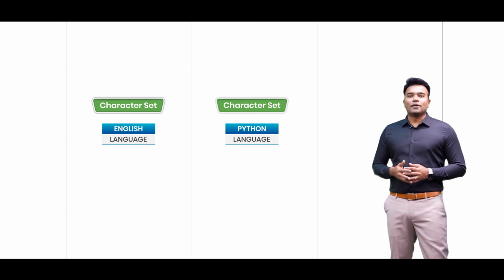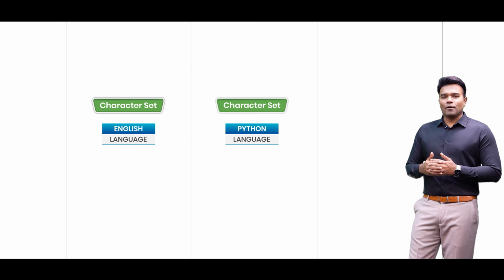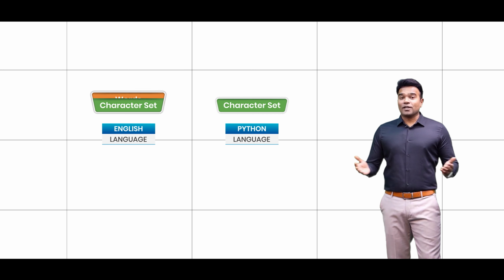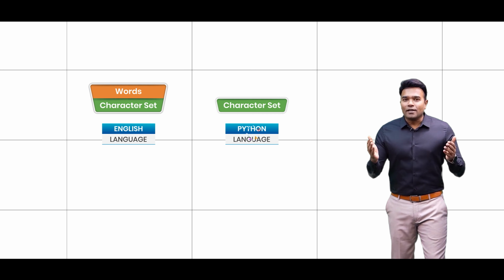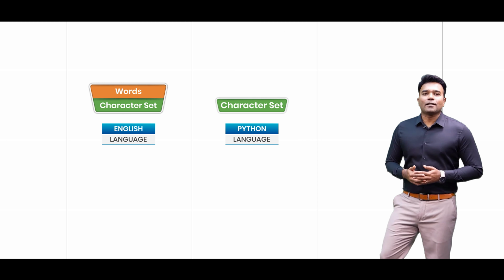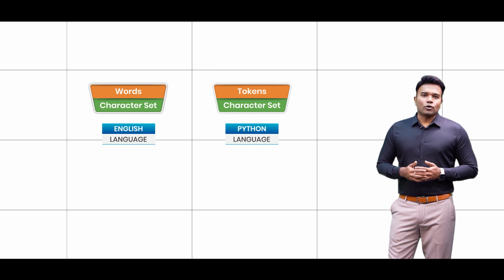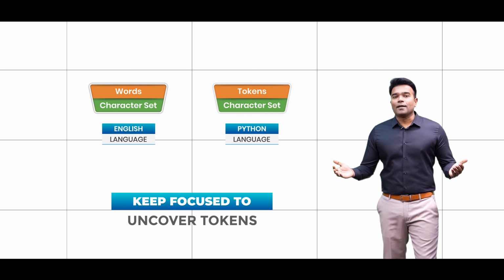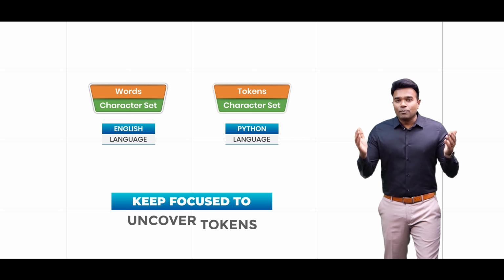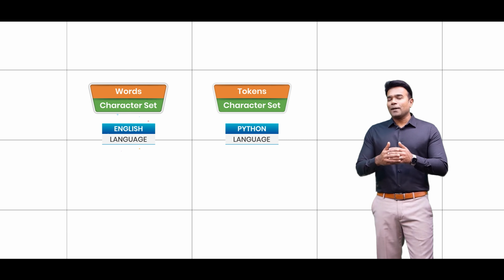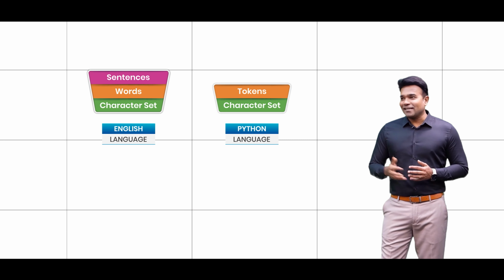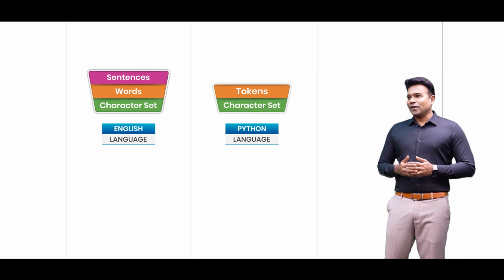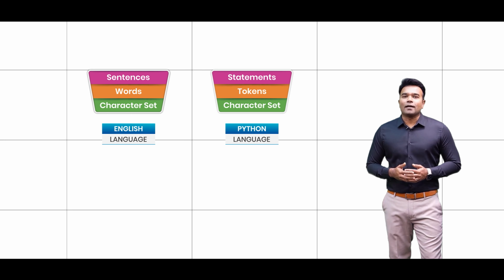And what really is the role played by the character set? Well, let me tell you that in English, it is by making use of the character set that we create words. But then in Python, by making use of the character set we create something called tokens. What really are the tokens in the Python programming language is something that I shall be telling you moving forward. But then you know that in English, by making use of the words, we create sentences. Well, that way, in case of Python, by making use of the tokens, we create something called statements.